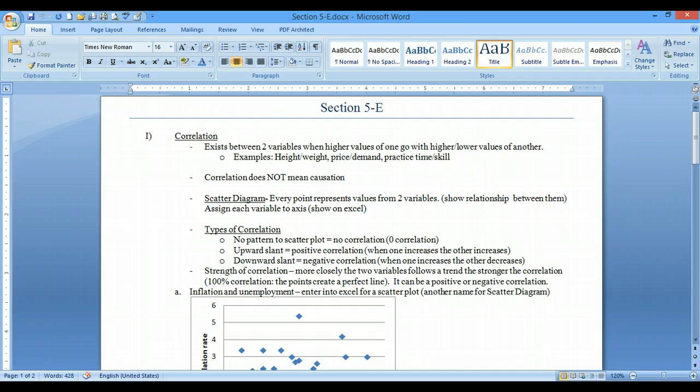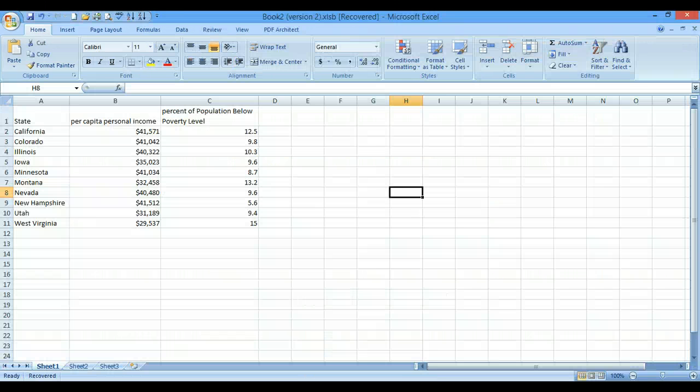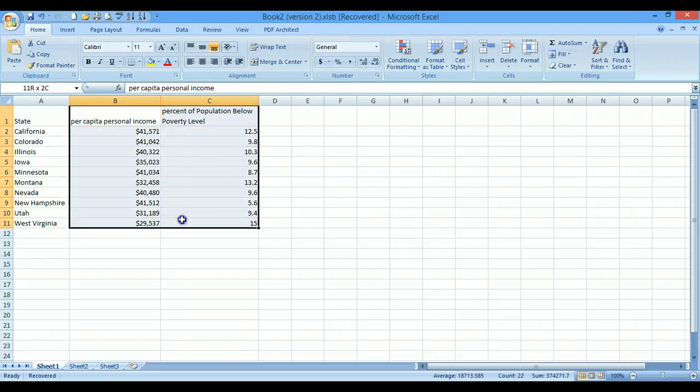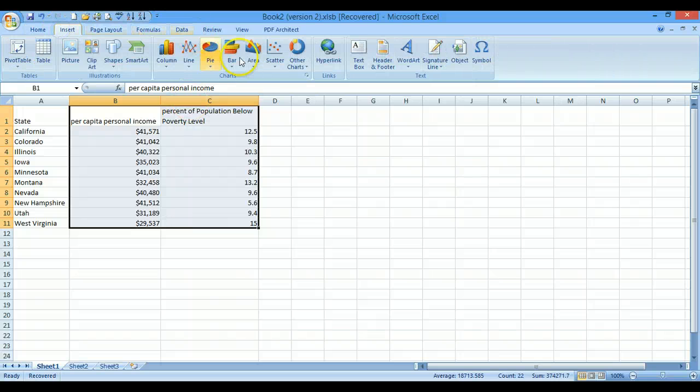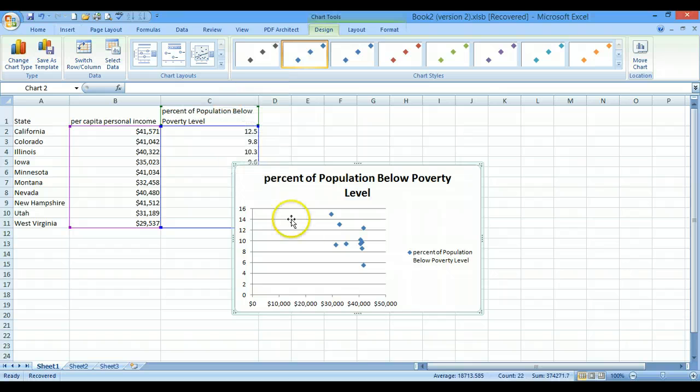A scatter diagram is when every point represents values from two variables and it shows the relationship between them. And each variable is assigned to an axis. And I'm going to show you that in Microsoft Excel quickly. Here I have some information typed out about the per capita personal income for different states and also the percent of population below poverty level. To create a scatter diagram or a scatter plot, I'm going to highlight these here and come up to Insert and to my scatter. There we go.